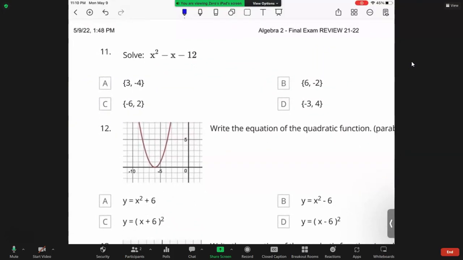Number 11, solve x squared minus x minus 12. This would be just to make a table and to factor. This is negative 12, this is negative 1. Now, if this already confuses you, and you know how to do it, then just do it this way. If that confuses you, use a shortcut method. I would do this on number 11, make a note, and do this on your test as well.